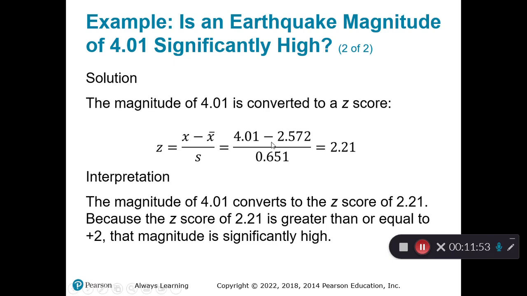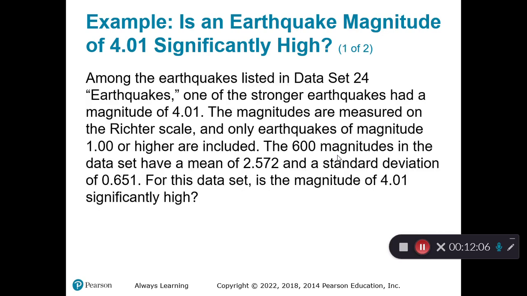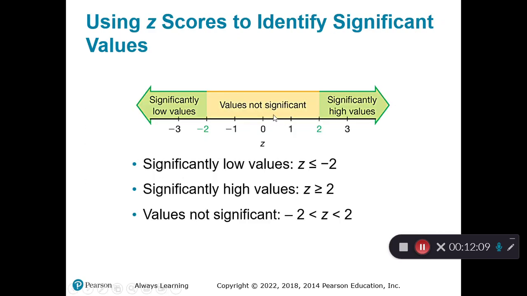Why? Because that z-score is more than our two standard deviations higher than the mean. So this would be considered to be a significantly high value. Let me back up to that visual so we can look again at where this falls. So the mean would be right here. That's the mean of the magnitudes, of the 600 magnitudes. The magnitude of 4.01 is about right here at 2.21 standard deviations. See how it falls in this green area? It would be considered to be a significantly high value.